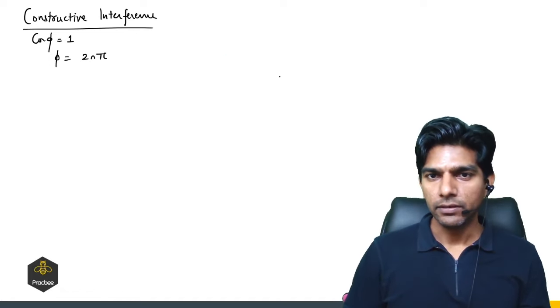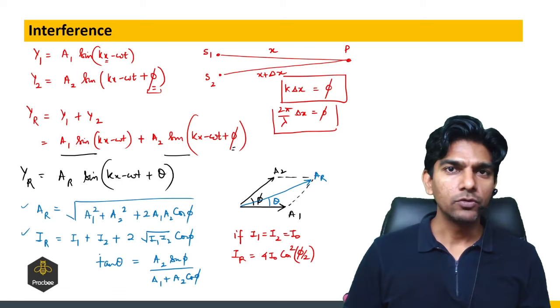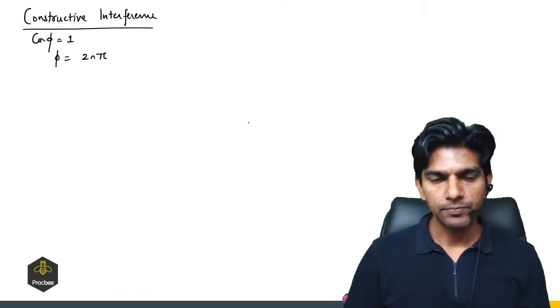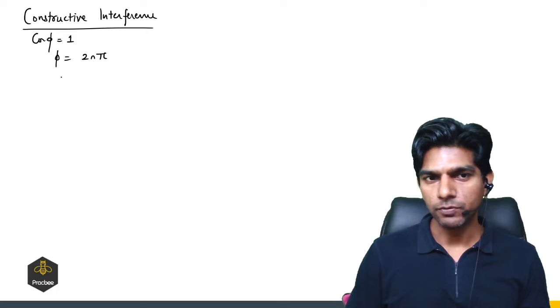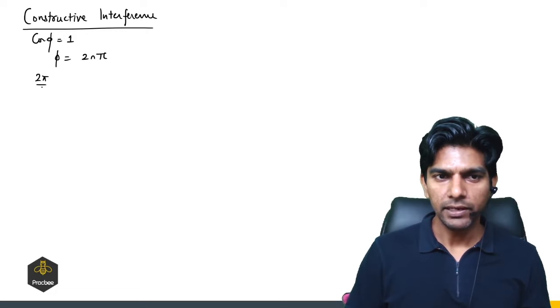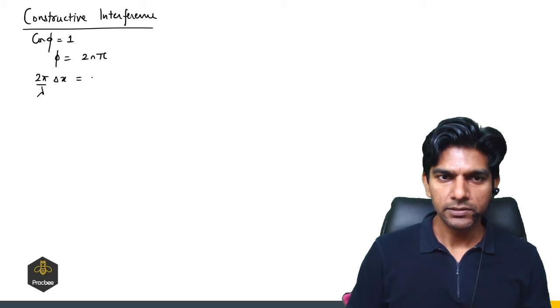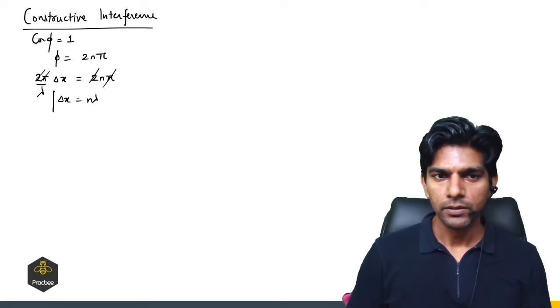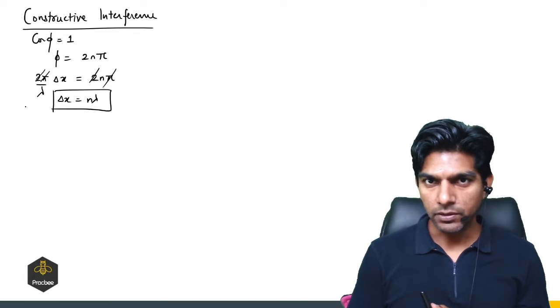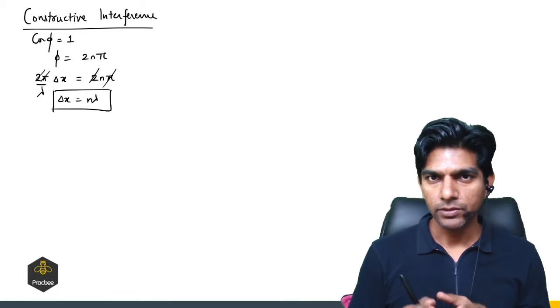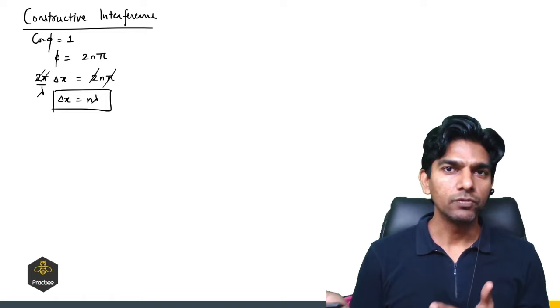And we know that phase difference is nothing but 2 pi by lambda times delta x. So we can find the path length difference from this. So 2 pi by lambda times delta x equals 2n pi. Now this 2 pi will get cancelled out. So delta x comes out to be n lambda. So it means to have constructive interference, the path length difference should be an integral multiple of lambda.